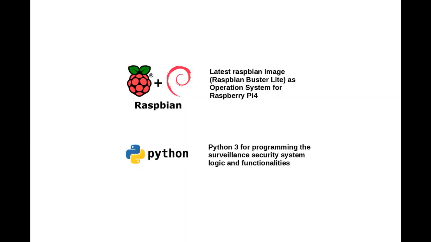For the software, I used the latest Raspbian image, which is Raspbian Buster Lite, as an operating system for the Raspberry Pi 4. And I used Python 3 as a programming language to program my entire surveillance security system's logic and functionalities.